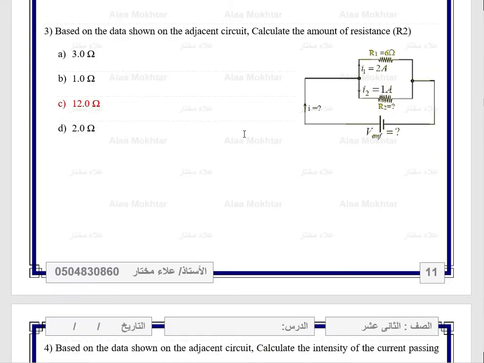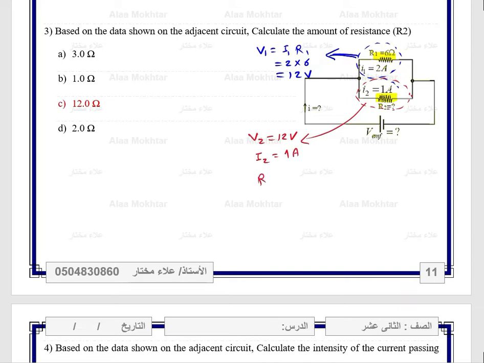The next question: based on the data shown in the adjacent circuit, calculate the amount of resistance R2. As you see in this figure, we have the current and the resistance in this branch, so I can calculate the voltage. V1 equals I1 R1 equals 2 times 6, which is 12 volts. As you see, this resistance and this resistance are in parallel, so the voltage is constant. So the voltage for this resistance, V2, equals 12 also, and I2 equals 1 ampere, so I can calculate R2 equals V2 over I2, which is 12 over 1, so 12 ohms.